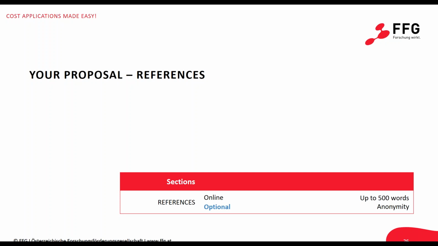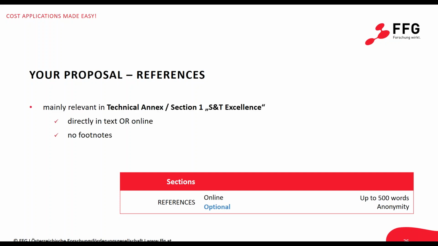This is optional. You can very well include references also in the technical annex in the PDF. Most likely it will be relevant in section 1, scientific and technological excellence, where you would refer to literature. You can do that directly in the text of your technical annex, section 1, or wherever it is relevant. Or you can choose to save that space and put the references online. No footnotes, so you would either put it into the text or you put it in this online section. These are the two options you have to state your references.